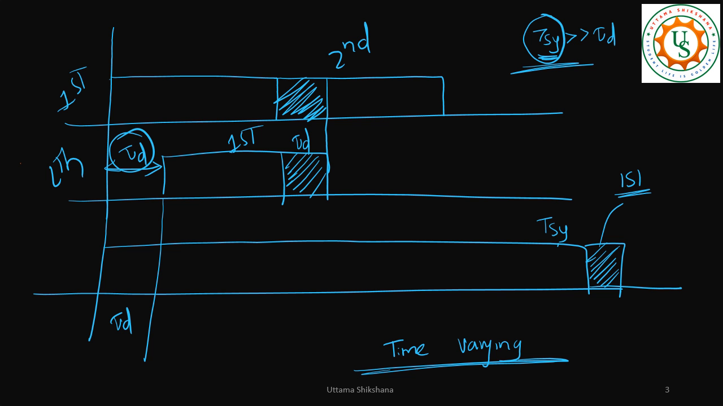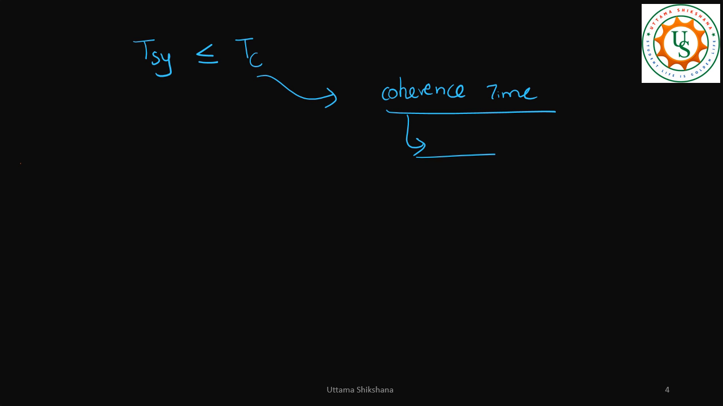So the symbol duration should not be so large that the channel condition itself will vary, which means my symbol duration should be less than or equal to the TC parameter. TC is nothing but coherence time. This defines the duration over which the channel is constant.